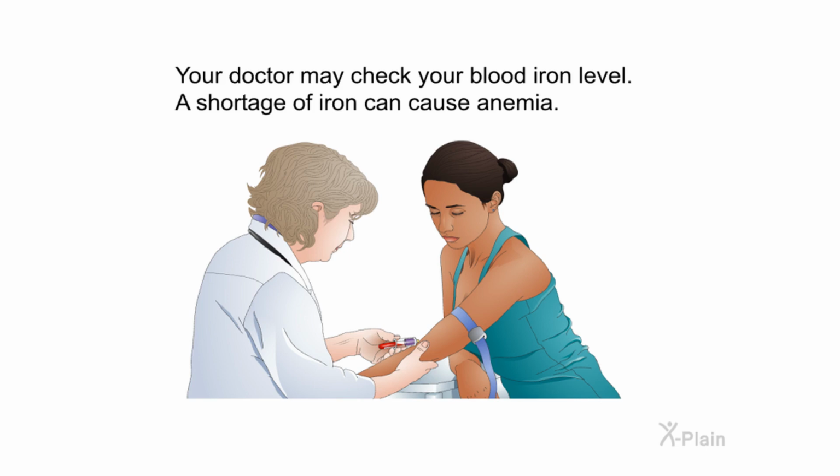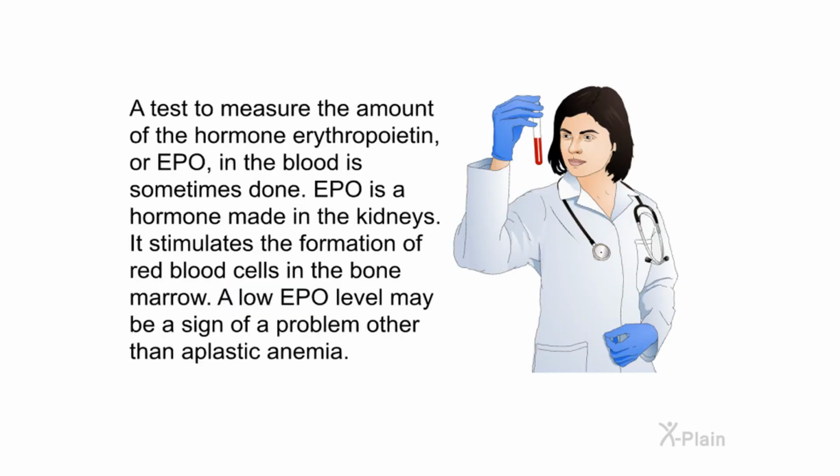Your doctor may check your blood iron level. A shortage of iron can cause anemia. A test to measure the amount of the hormone erythropoietin, or EPO, in the blood is sometimes done. EPO is a hormone made in the kidneys. It stimulates the formation of red blood cells in the bone marrow. A low EPO level may be a sign of a problem other than aplastic anemia.